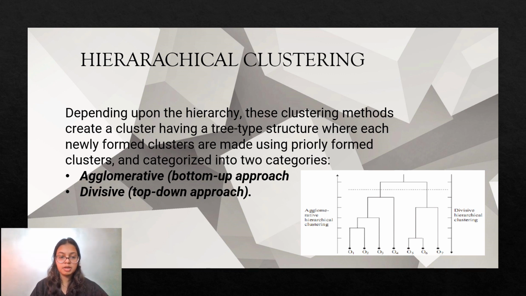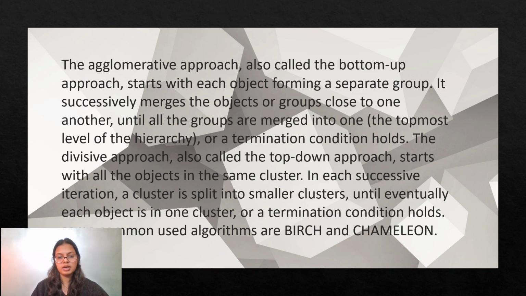Agglomerative, the bottom-up approach, and divisive, the top-down approach. The agglomerative approach, also called the bottom-up approach, starts with each object forming a separate group. It successively merges the objects or groups close to one another until all the groups are merged into one, the topmost level of the hierarchy, or a termination condition holds.